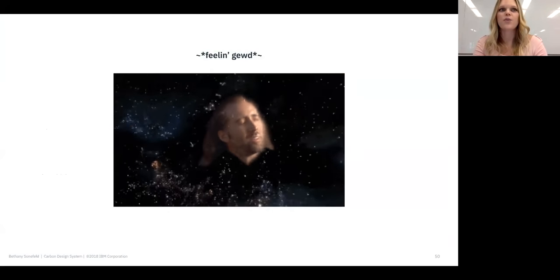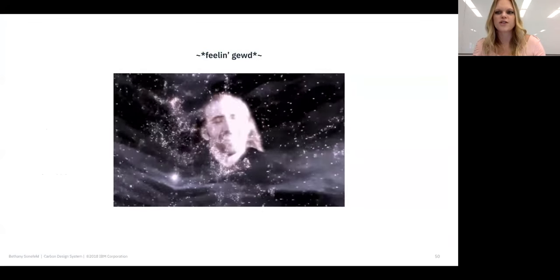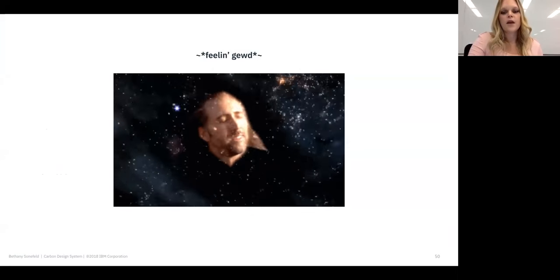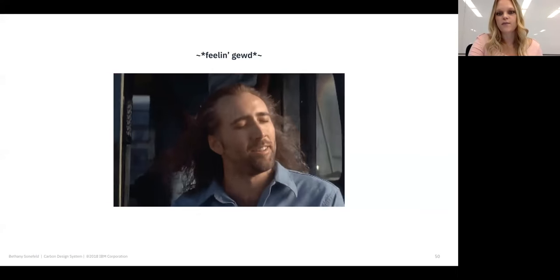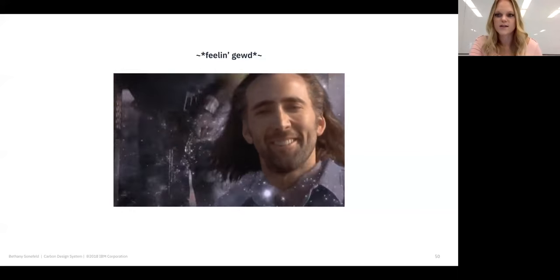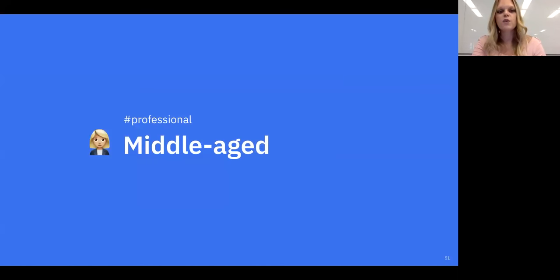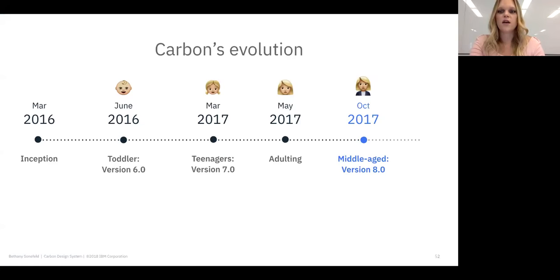At this point, we pretty much have our act together, where we're feeling good about the library and the system as a whole. And ultimately, we feel like we have our processes in place and we're feeling very mature. So now we're in the phase where we're middle-aged and focusing on the next biggest version of Carbon, and that was around version 8. That was in October of 2017.